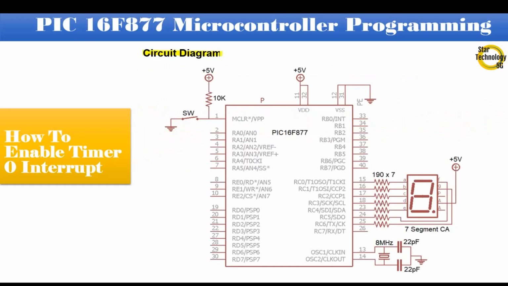Here is the circuit diagram we are using in our project. It is PIC16F877 microcontroller. Pin number 1 is master reset. If we press the switch it will reset the microcontroller. Port C is interfaced with 7 segment display. And we are using common anode type 7 segment display. All segments are connected with microcontroller through a current limiting resistor. And the value of the resistors is 190 ohm. And common pin is interfaced with positive supply.